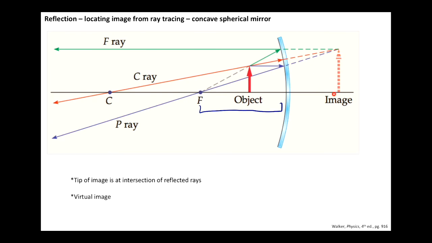How do I see this image? You look into the mirror. Okay? The only way you can see that is by looking into the mirror, and you'll see a bigger version of the object itself in there.